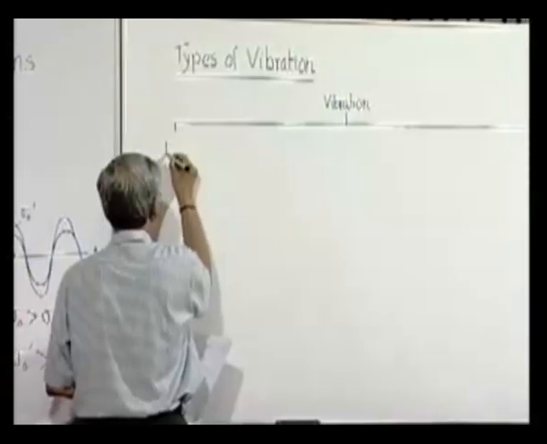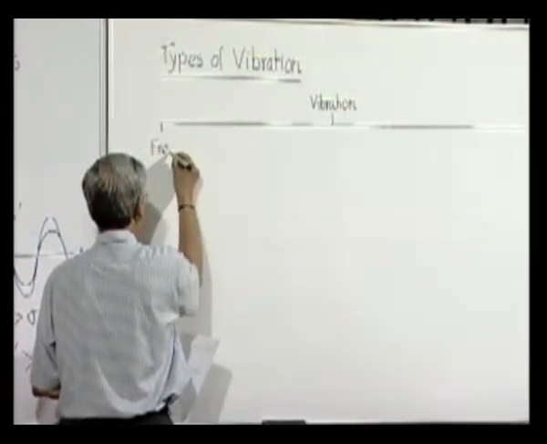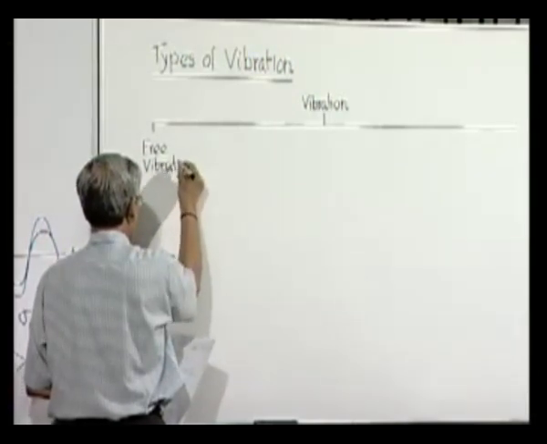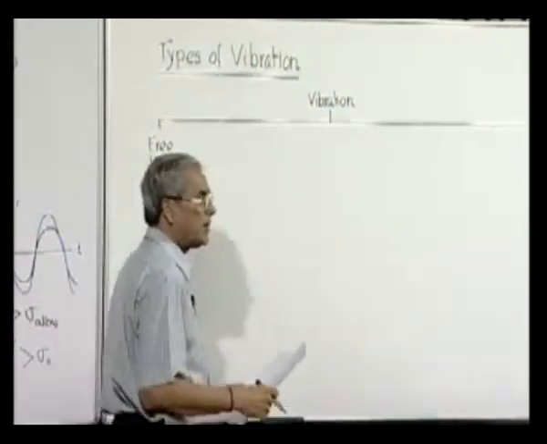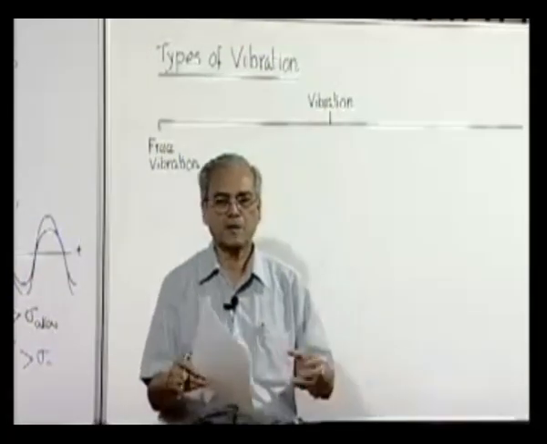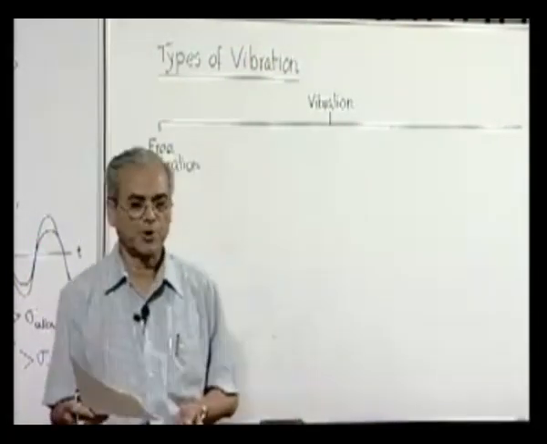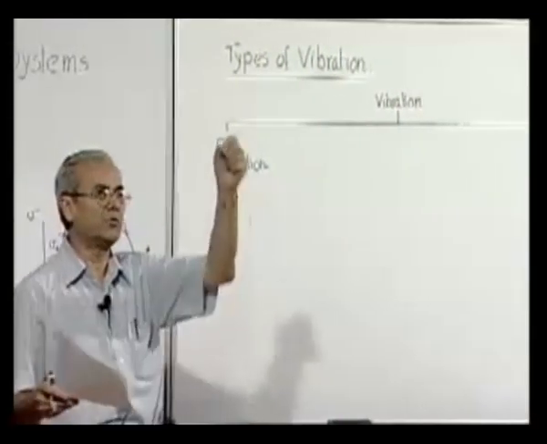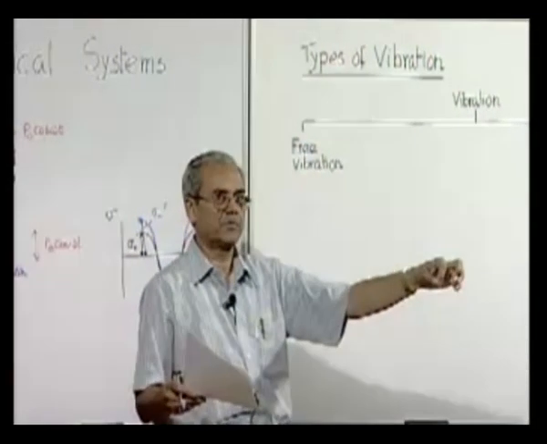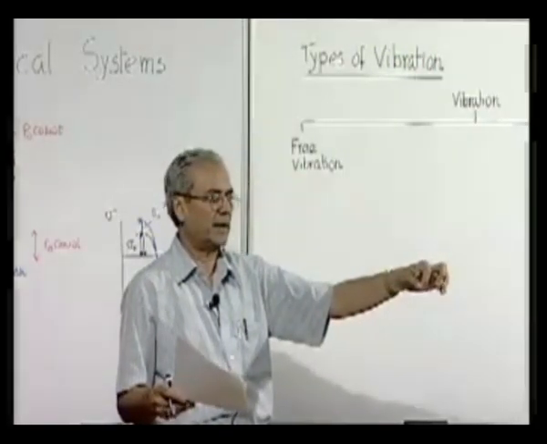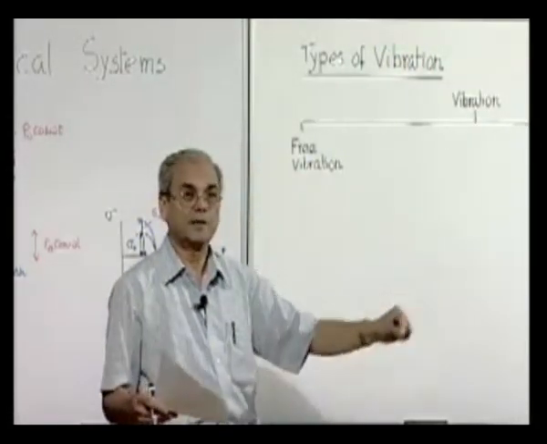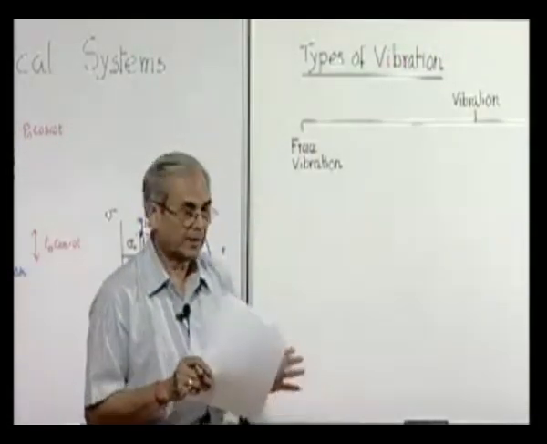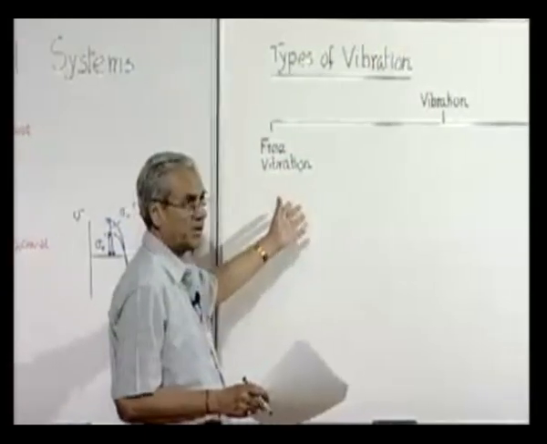First type of vibration is called free vibration. Free vibration means a system has been disturbed from its equilibrium stable position, and then it continues to oscillate for some time. We know you take a pendulum, we displace it from the equilibrium position, leave it, it oscillates. But that oscillation is without any disturbing agent acting on it, and that is why we call it free vibration.